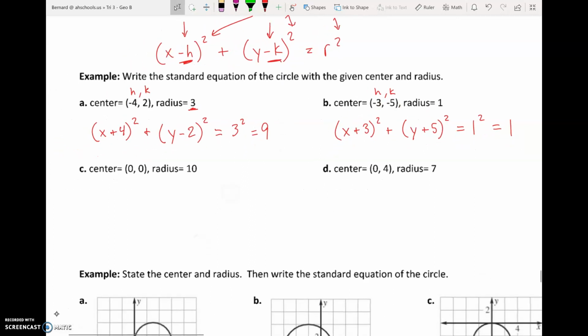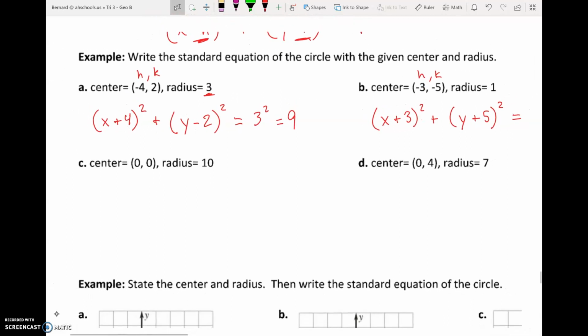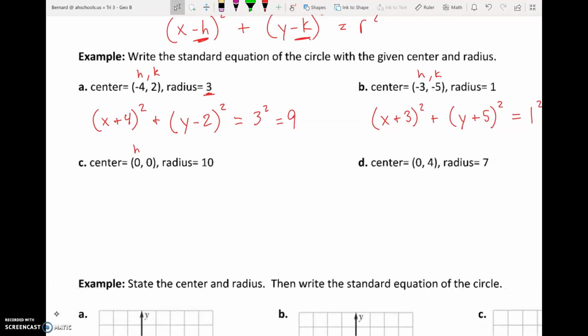All right, now we see some zeros here. And so we're going to take this step by step. These are our zeros, right? So there are our h and our k. And so we're going to have x minus 0 squared plus y minus 0 squared. And that's going to equal our radius, which is 10 squared.